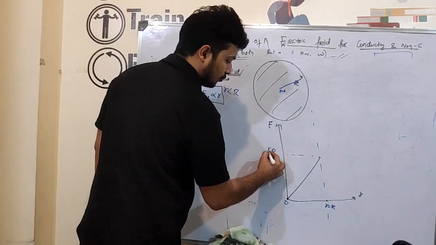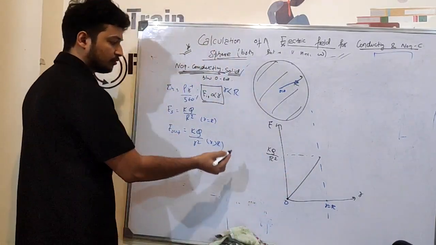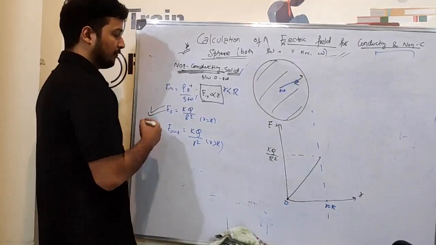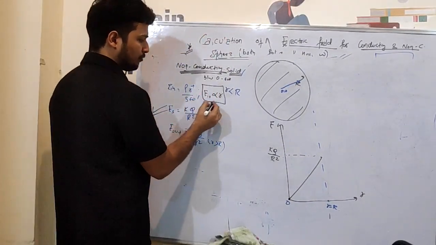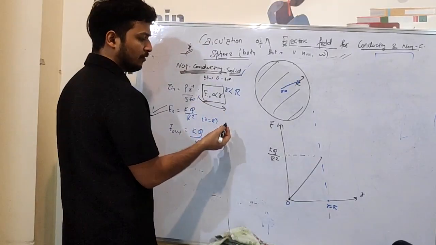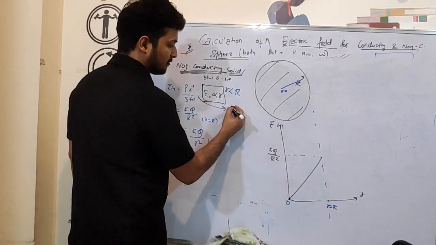KQ by R square, which is also proven by this. If you are thinking, sir, how will we get this value from this value? So you don't have to do anything. Just write the value of charge density. Charge density will be equal to what?